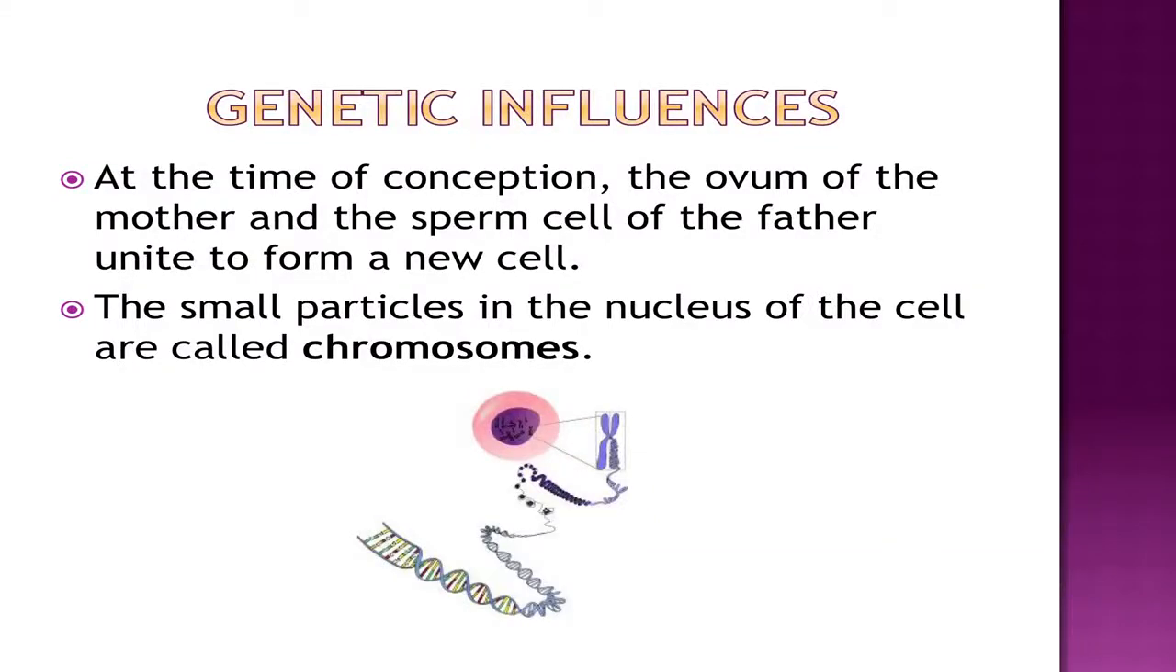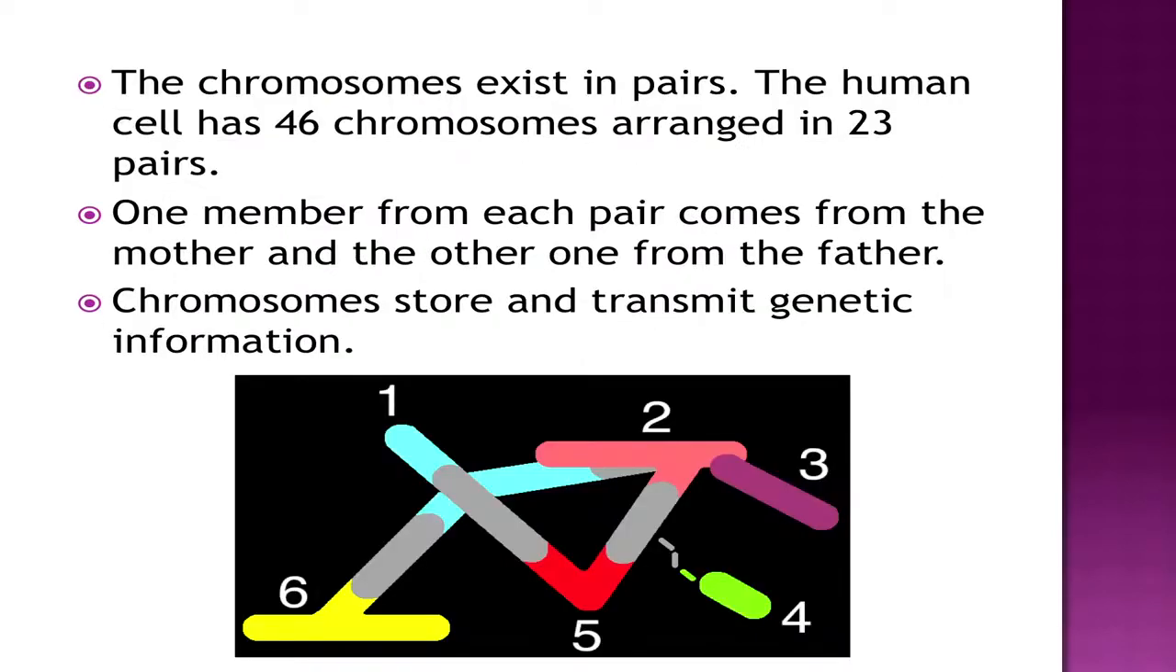At the time of conception, the ovum of the mother and the sperm cell of the father unite to form a new cell. The small particles in the nucleus of the cell are called chromosomes. The chromosomes exist in pairs. The human cell has 46 chromosomes arranged in 23 pairs. One member from each pair comes from the mother and the other one from the father. Chromosomes store and transmit genetic information.